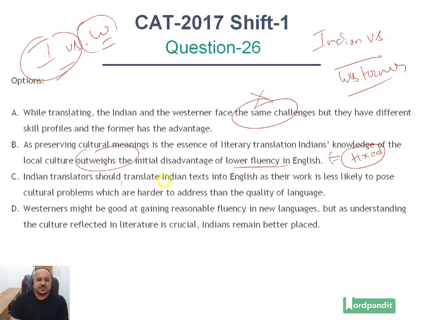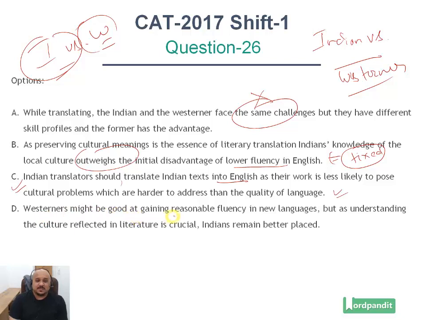See, Indian translators should translate Indian text into English, the last line of the paragraph, as their work is less likely to pose cultural problems which are harder to address than the quality of language. So this is the reason he gave for why Indian translators should translate Indian text. This is the exact reason that we discussed. Hence, it is the correct answer.